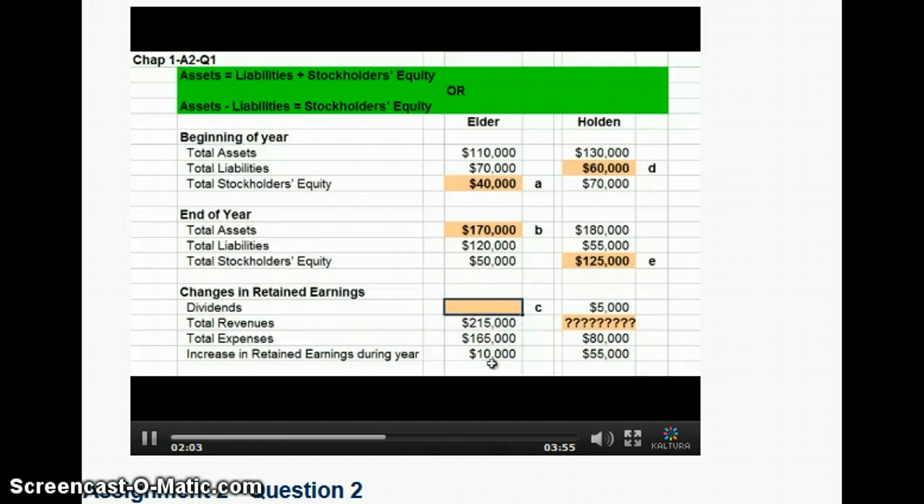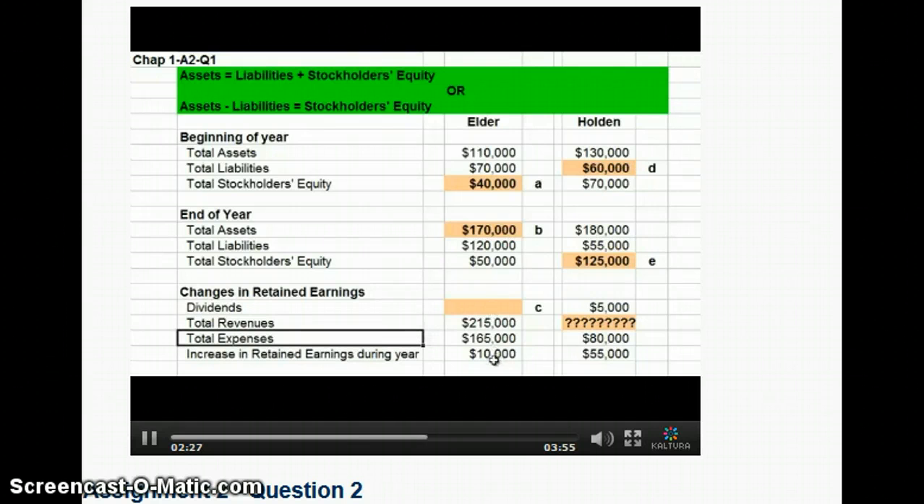Notice this is telling us during the year retained earnings changed. Well, why does retained earnings change? It changes because of revenues, expenses, and dividends. Now revenues and expenses are net income. So if you take a look here, we've got 215 and 165. So net income was 50,000.